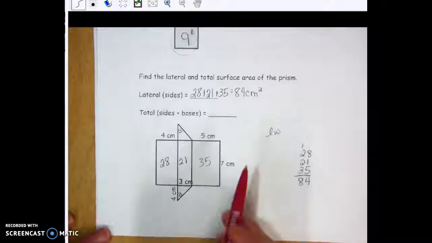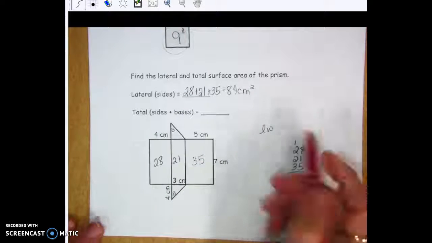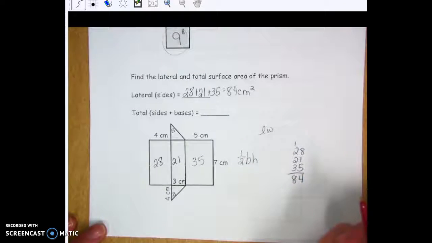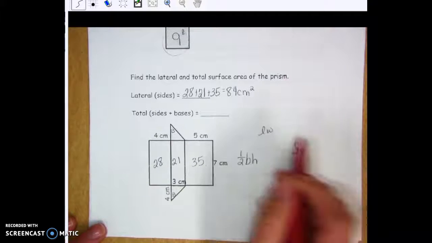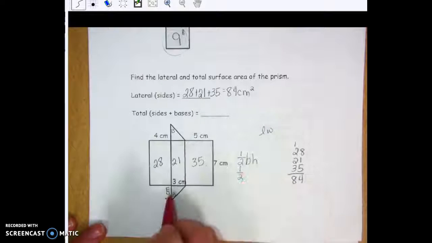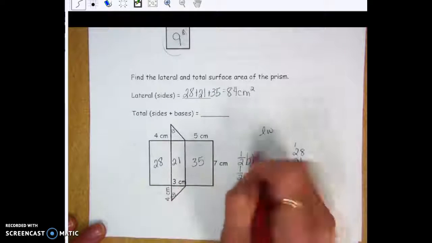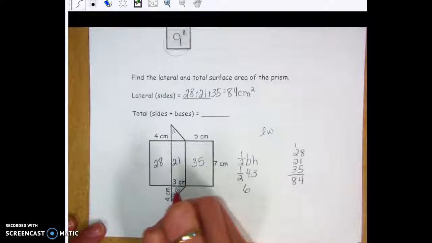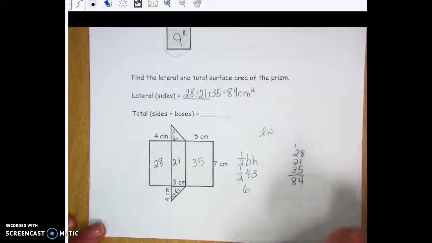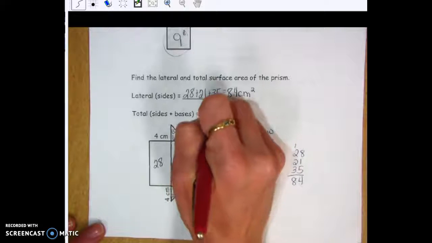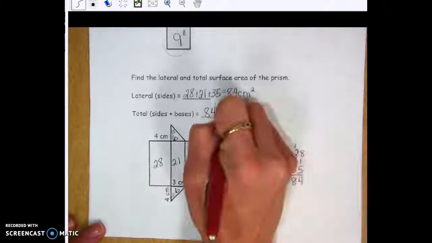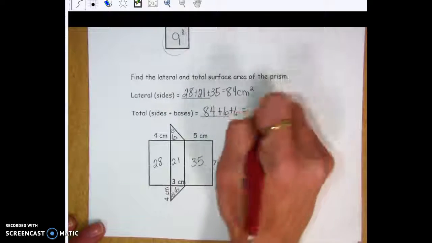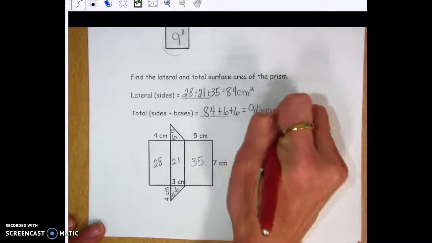Okay, so now to get the total, we're going to do our triangles also. And you have to remember, this has been a struggle for a couple weeks now. Our formula for area of a triangle is 1/2 base times height. So that would be 1/2, the base is 4 and the height is 3. Half of 4 is 2 times 3 would be 6. So both of these are 6 because they have to match. So the sides would be 84, and then you have 6 for each base. So that would be 90 plus 6, so 96 centimeters squared.